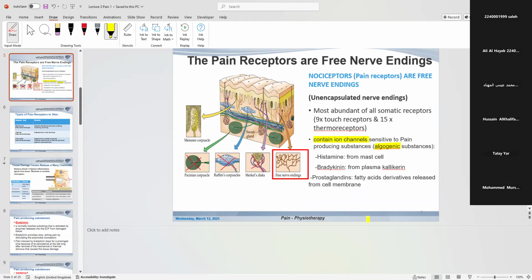One very important algogenic substance is histamine. Another one is bradykinin. Histamine comes from mast cells. These cells are present wherever there is inflammation, and bradykinin comes from plasma. So there is a protein in plasma, kallikrein, from where bradykinin comes. Then also prostaglandins, which are fatty acid derivatives released from the cell membrane. Whenever the cell membrane gets damaged, it will release prostaglandins. Okay, so these prostaglandins will also act as pain-producing substances. Next slide, please.